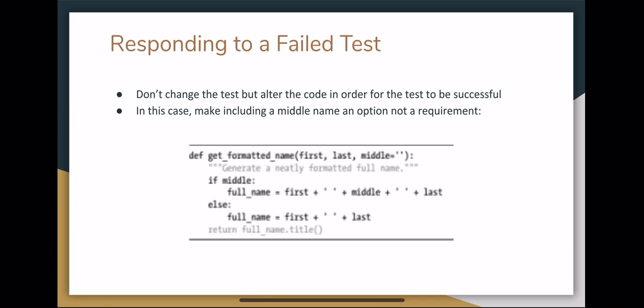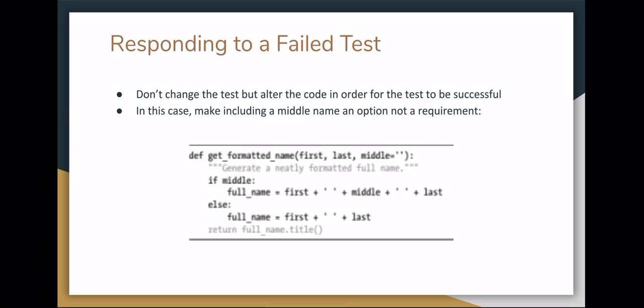So how can we respond to a failed test? We shouldn't change the test itself, but we should alter the code in order for the test to be successful. In this case, we can make including a middle name an option and not a requirement by the user.